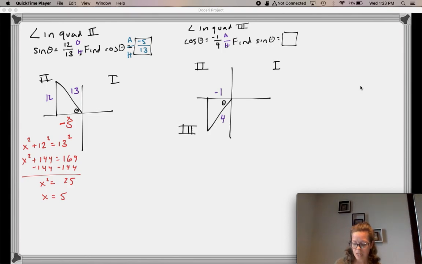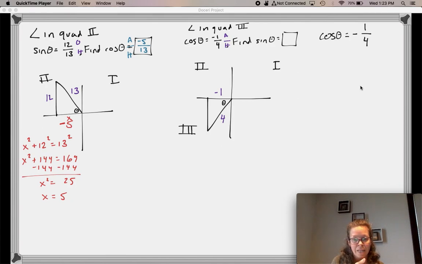Now just to think about that negative, I wrote it as negative 1/4, but the problem could also have said cosine of theta is negative 1/4. And then you might wonder, well, where do we attach that negative? Does it go to the top? Does it go to the bottom? Does it go to both?